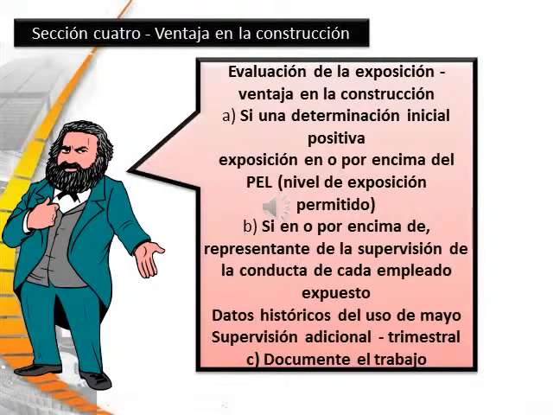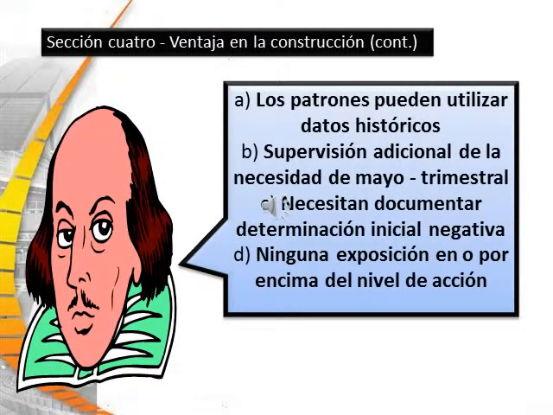An exposure assessment for lead in construction. If there is a positive initial determination of exposure at or above the permissible exposure level, conduct monitoring representative of each exposed employee. You may use historical data and additional monitoring quarterly, as well as documenting all your work. Employers may use historical data, but they also may need additional monitoring quarterly. They will need to document negative initial determinations or no exposure at or above the action level.